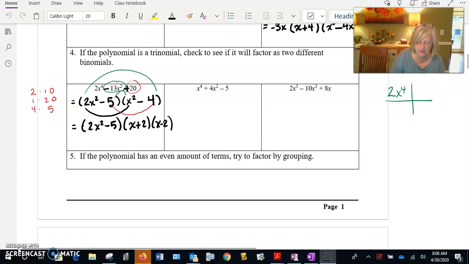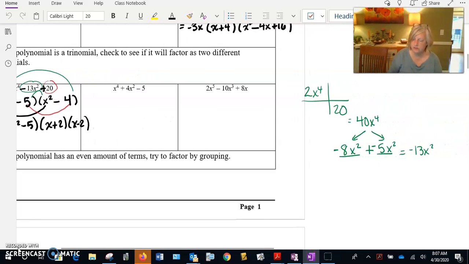For the box method, I would have taken 2x to the fourth and the 20, and you're going to multiply this out. So this is going to end up equaling 40x to the fourth. Then you're going to split this into two factors that are going to add to the negative 13, so negative 13x squared. Now, obviously, we need an x squared and we need an x squared. Factors of 40 are 8 and 5, so 8 and 5. And then they both need to be negative in order to add to the negative 13. Let me slide over for you here so you can see what I'm doing.